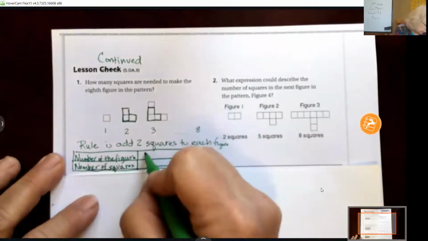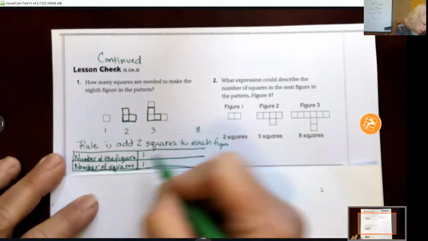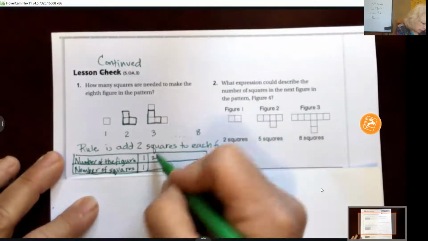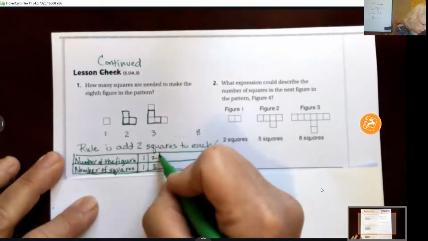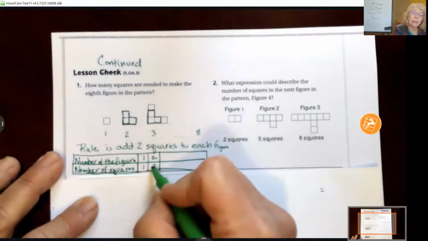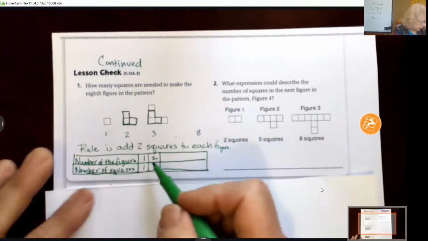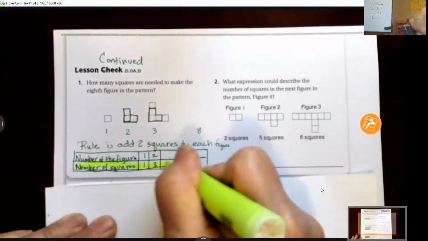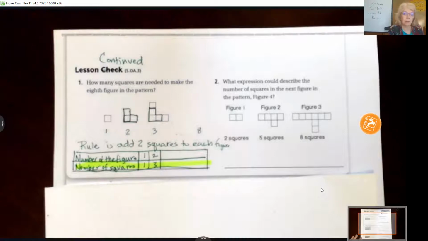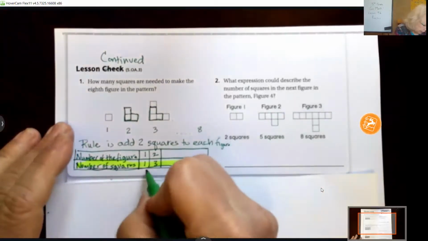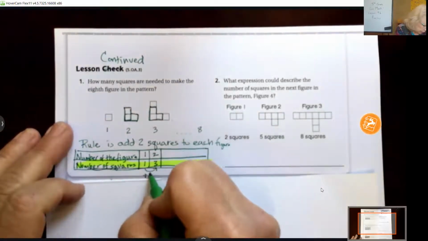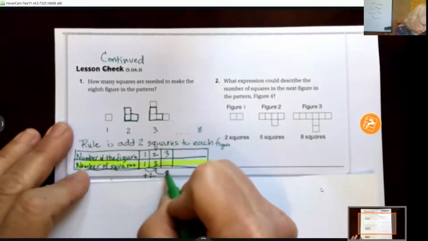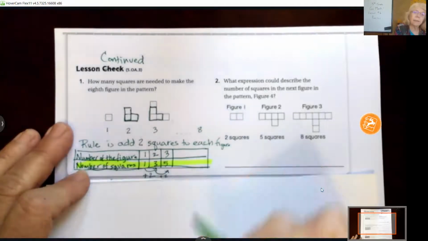So my first one is 1, and I get 1 down here. And my next one is 2, and I get 3 squares, because I'm taking this number and adding 2 to it. So this time our whole pattern is going horizontal. It just has to do with what's happening with this row. So our pattern here is +2. We go to our third figure and we +2 and we get 5.